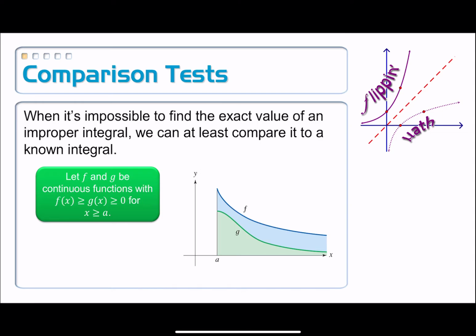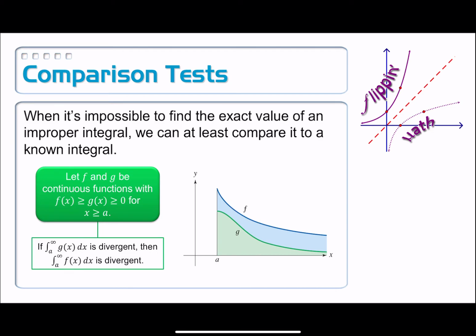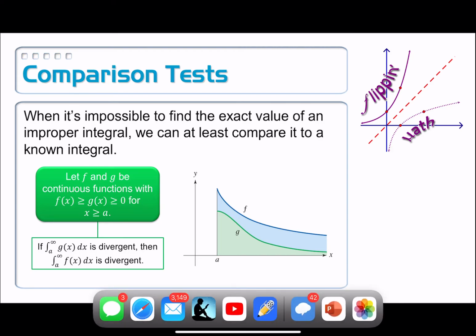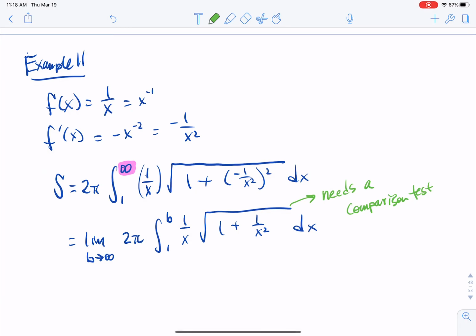So again, f and g are continuous functions, and we're saying that f is still greater than or equal to g of x for some value of x greater than or equal to a. And this time we're looking at that bottom function. If that bottom one diverges, then the top one also has to diverge. In layman's terms, if your improper integral is greater than a divergent integral, then your integral also diverges. Okay, so those are the two comparison tests. See if you can wrap your head around that, and then we're going to see if we can apply that back here to this problem.